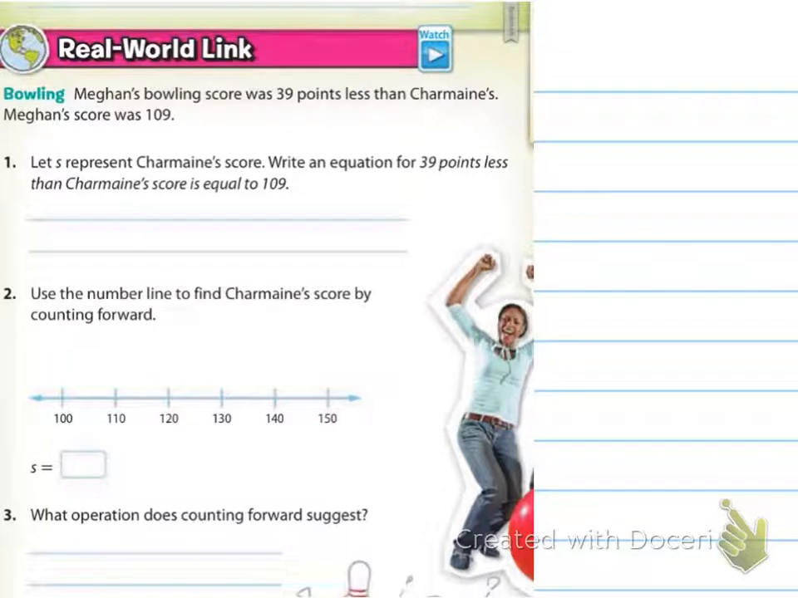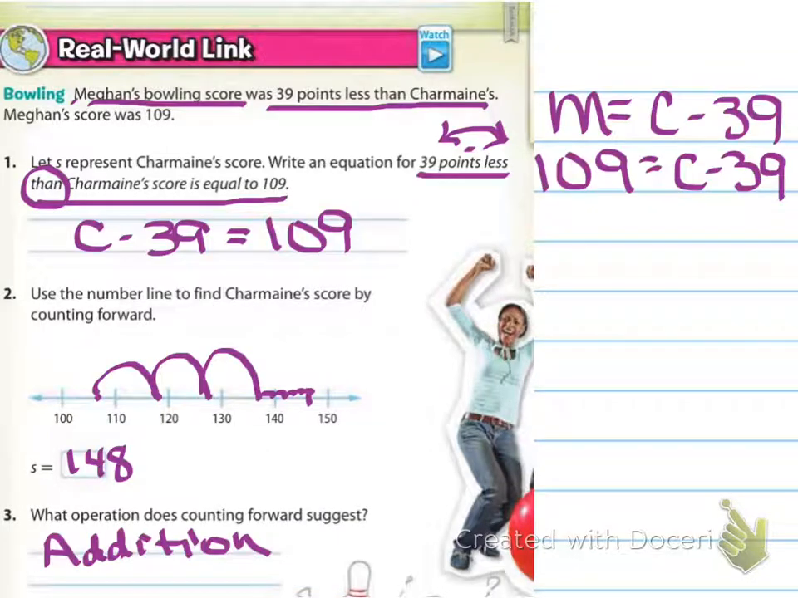When we look at our real-world link, it says that Megan's bowling score was 39 points less than Carmen's. Megan's score was 109. So I'd like you to do 1, 2, and 3 and pause the video now. All right, so it says that Megan's bowling score was 39 points less than Charmaine's. So I immediately figured this out to be Megan's score is equal to 39 less than Charmaine's. Now remember that less than is a subtraction and we flip the order.